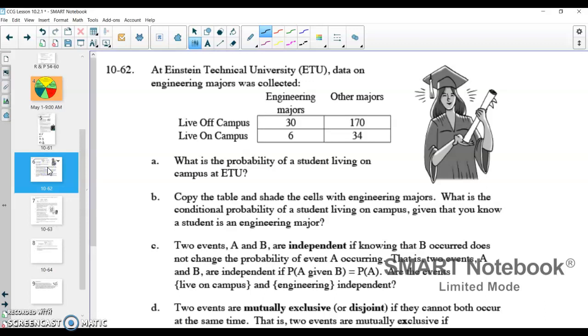Okay, this one starts off kind of like probability problems we've seen before. And so we just have this table here. We have engineering majors and other majors. We have lives off campus, lives on campus. And so we have our total sample space here, and it's going to change depending on what they're going to give us. And so the first one asks us, what is the probability of a student just living on campus? Well, the people that live on campus, there are 6 engineering majors living on campus and 34 other majors living on campus.